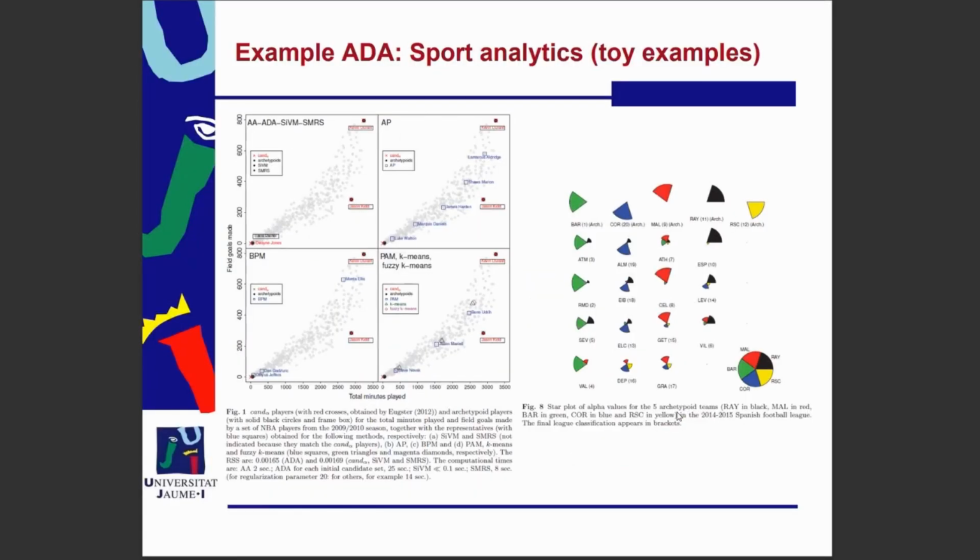And then we have applied archetypal analysis to different fields. For example, here is a toy example in sport analytics. Here we have the 5 archetypoids of the Spanish Football League, masculine, and we have the rest of the teams expressed as a mixture of these extreme teams.